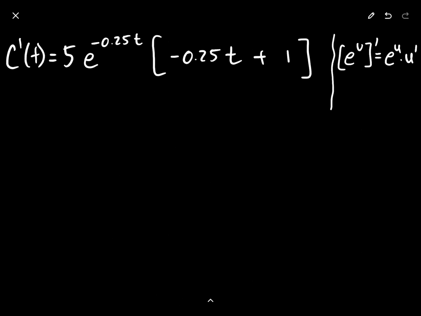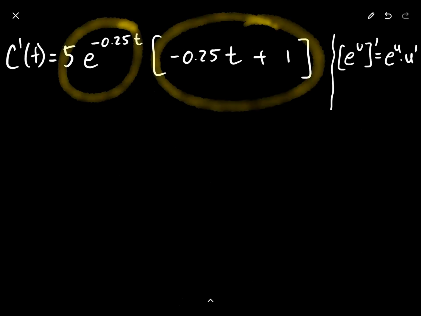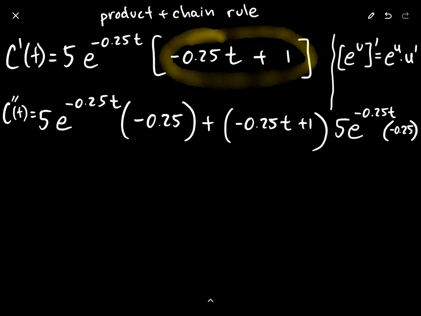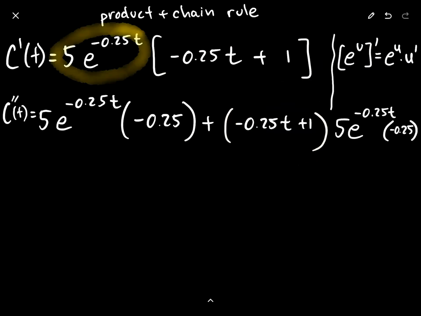For the second derivative, we'll take the derivative of c'. Here again we have a product, so we will use the product rule, and when we take the derivative of e^(-0.25t), again we'll be using the chain rule. So for the product rule, we'll copy the first term, then we take the derivative of the second term, which will just be -0.25. Then we'll copy the second term and take the derivative of the first term, and we can use the chain rule for e^u. It will be e^u times u'. So 5 times e^(-0.25t) times -0.25.